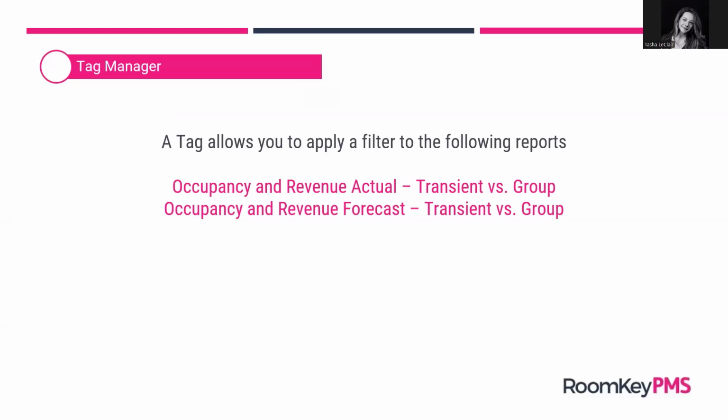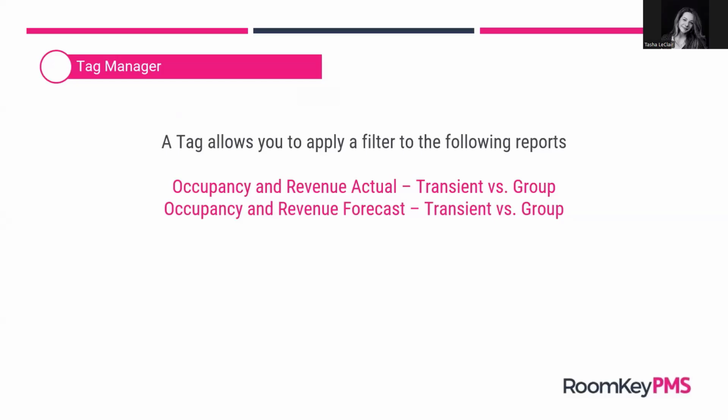And it gives you a comparison for the total within the database, within RoomKey, and it also gives you a comparison on the same report between transient and group, wholesaler and corporate business. Now, the exact same report can be found in the forecast menu, but instead of looking at past revenue, it's going to forecast future revenue. And it's the same comparison.